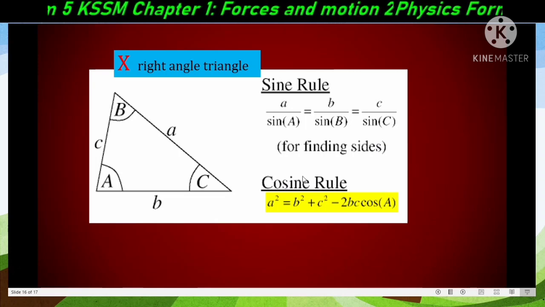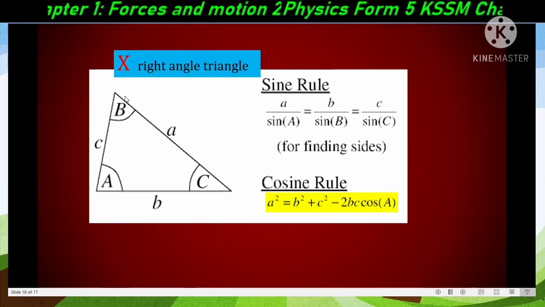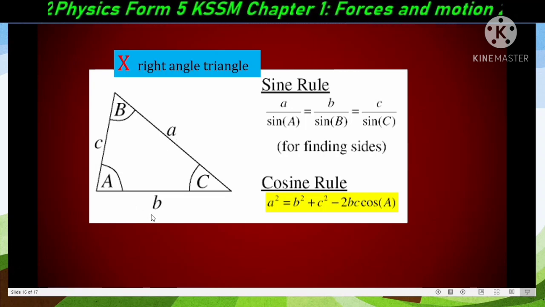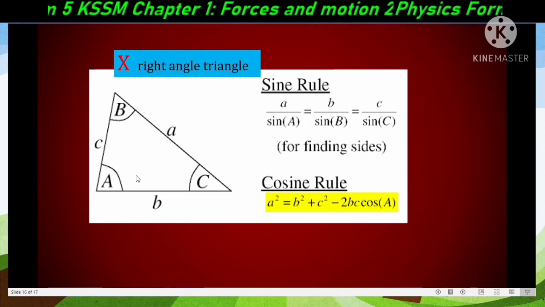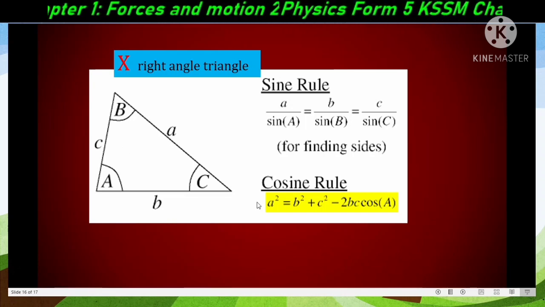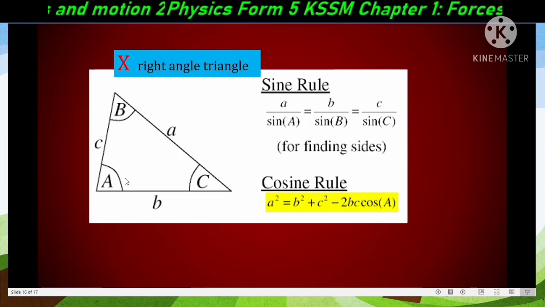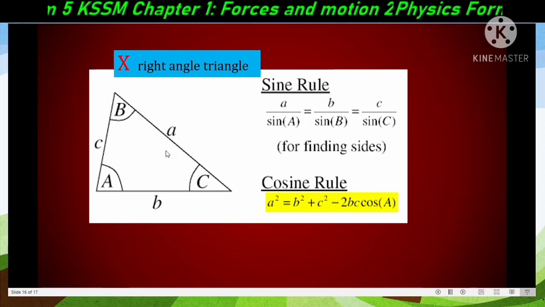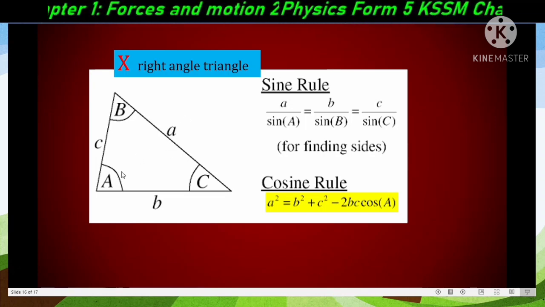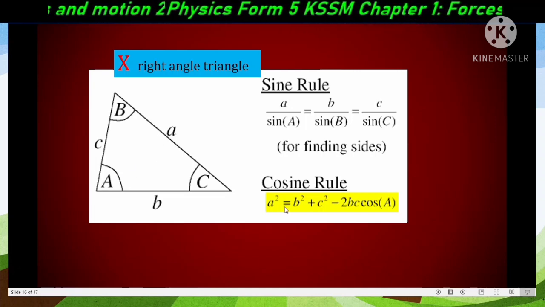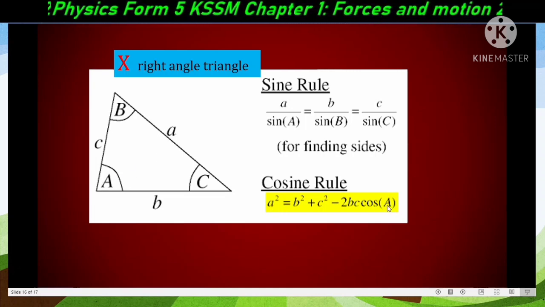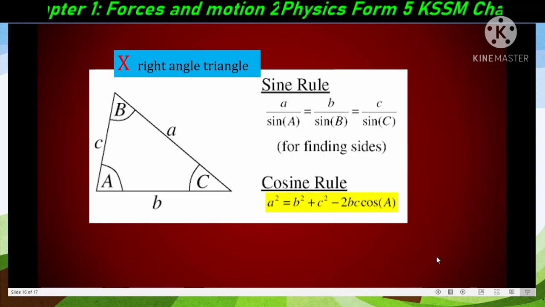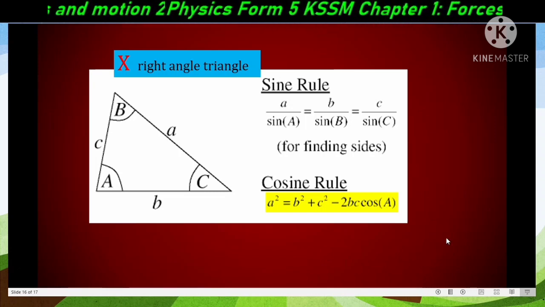As for the cosine rule, the longest side a squared equals b squared plus c squared minus 2bc cos A. For example, if you want to find a, the angle opposite to it is A. So this is a squared, and the angle is A. Okay, so these are the sine rule and cosine rule. You can use them to solve problems for forces in equilibrium.